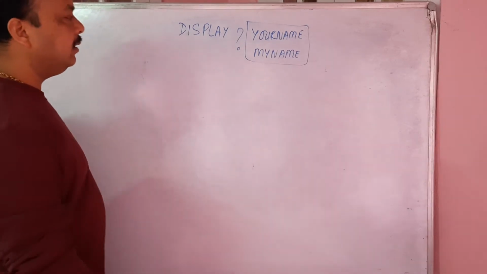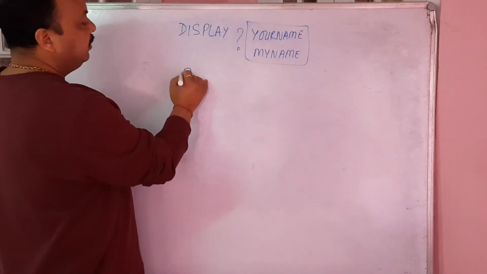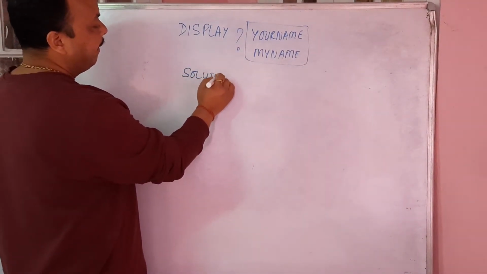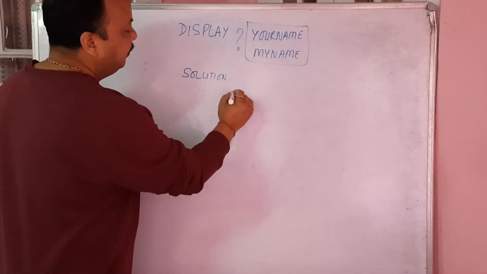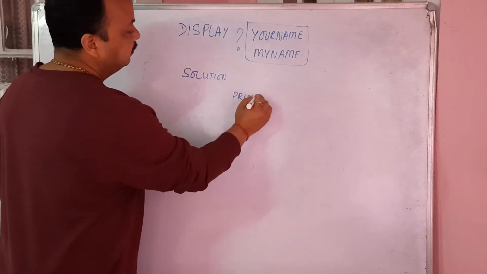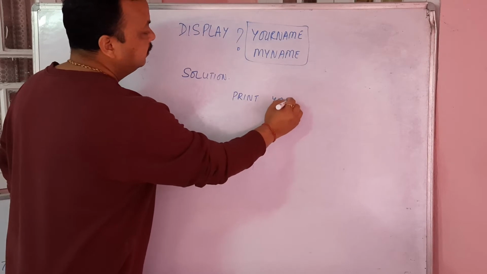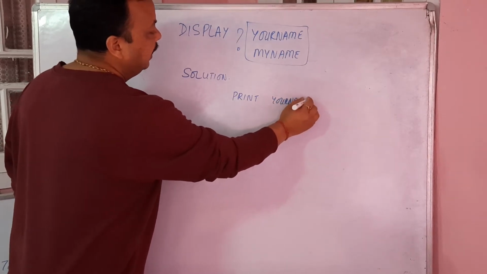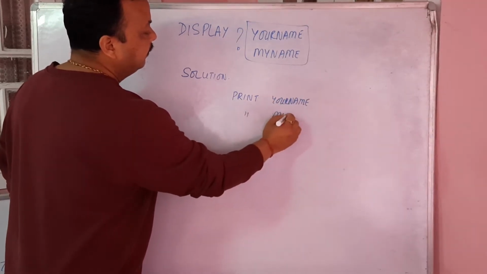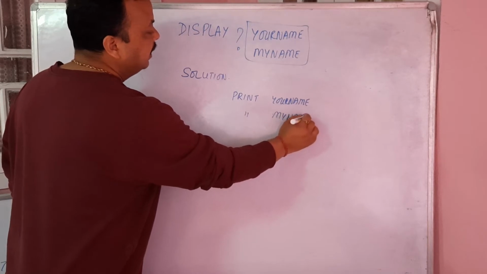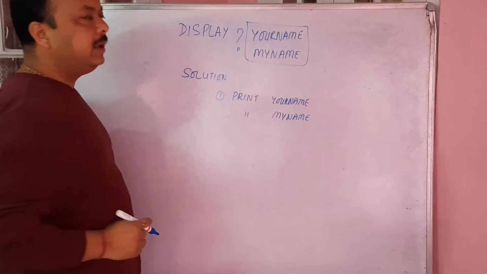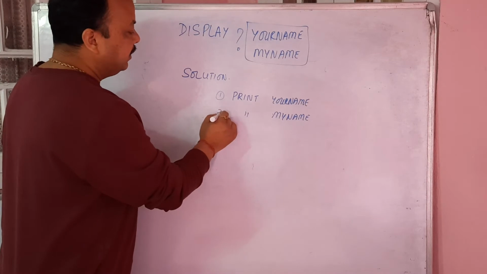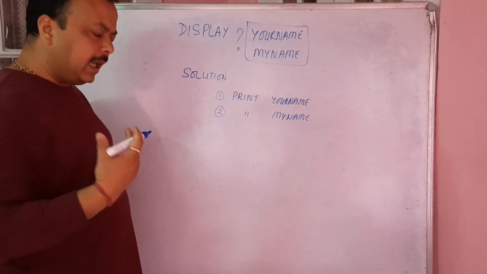So in the solution that you are going to write, the solution will be: print your name, and then print my name. So these are the steps. This is the first step, that I have to print your name, and then the second step is I have to print my name. So this is as simple as that.